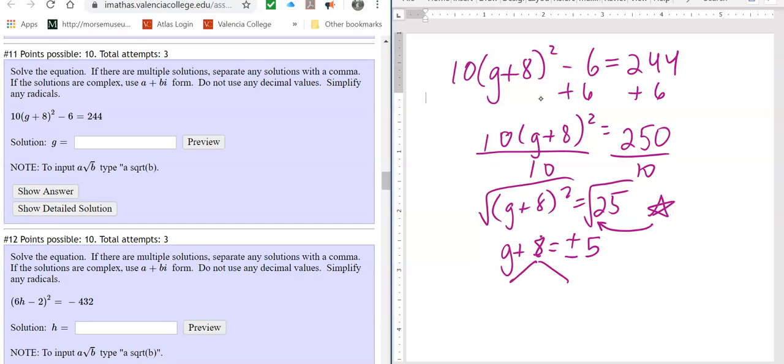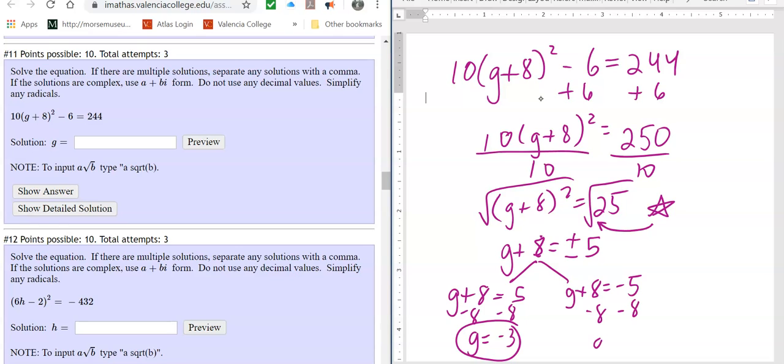So I basically have two equations to solve. G plus 8 is equal to 5, and G plus 8 is equal to negative 5. So G is equal to negative 3, and G is equal to negative 13.